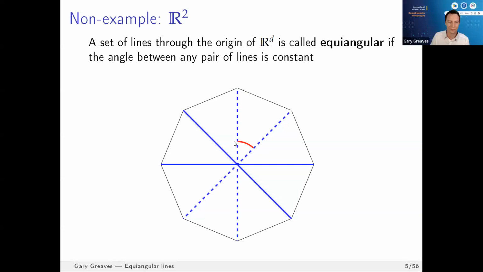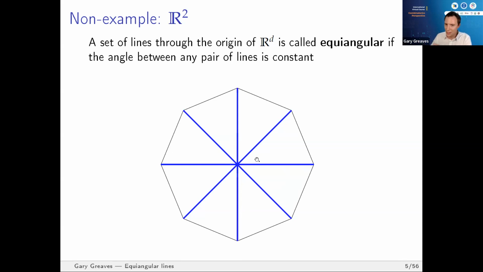Good so far. But now if I take this vertical line with this horizontal line, I get 90 degrees. I don't get 45 degrees. And so that's a different angle. And so therefore, this set of 4 lines in 2 dimensions is not equiangular. Okay, so this is a non-example here. This does not give us 4 equiangular lines.